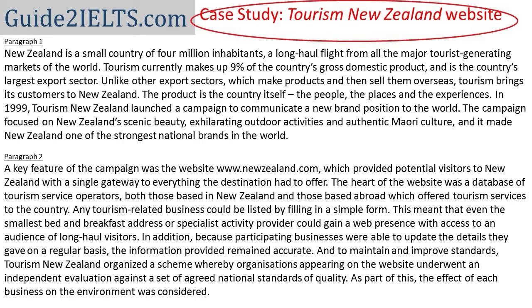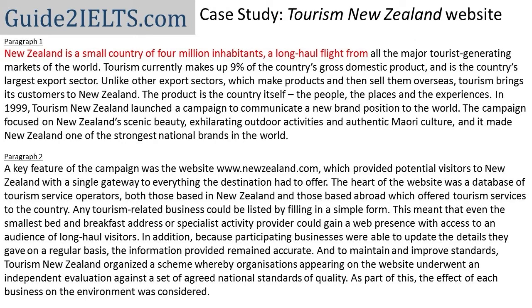That is add-on information. While you're trying to get the gist of the passage, you need to just understand what the basic sentence is. So the very first sentence is, New Zealand is a small country of 4 million inhabitants, a long-haul flight from... So I'm going to stop here. It just mentions New Zealand and maybe that it's far off from most of the places.